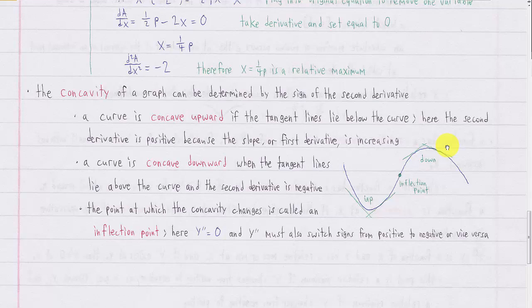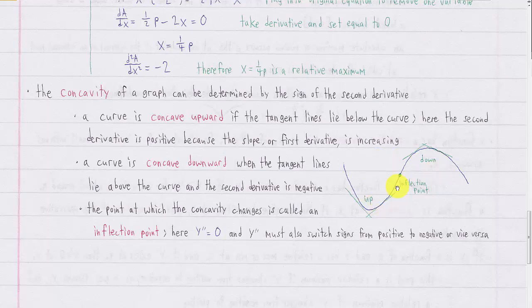So again, we can determine the concavity through the second derivative. If the second derivative is positive, then it's concave up, because here the slopes of the tangent lines are increasing. You can see here the negative, they're getting less negative, they go to 0, and then they get more and more positive. When the second derivative is negative, then the graph is concave downward.